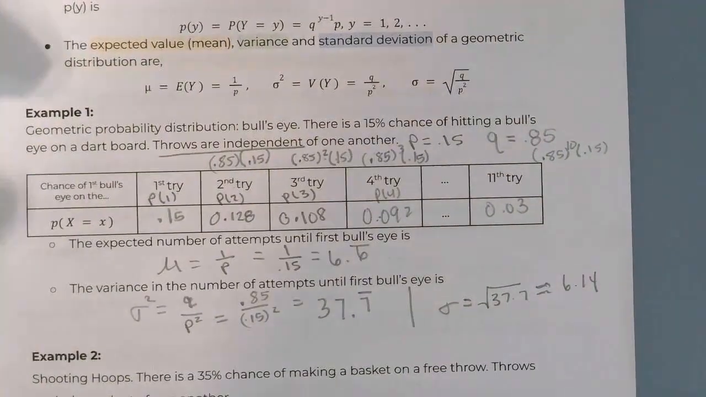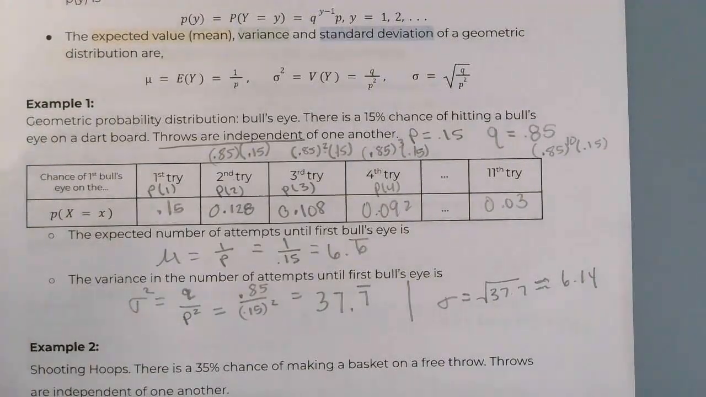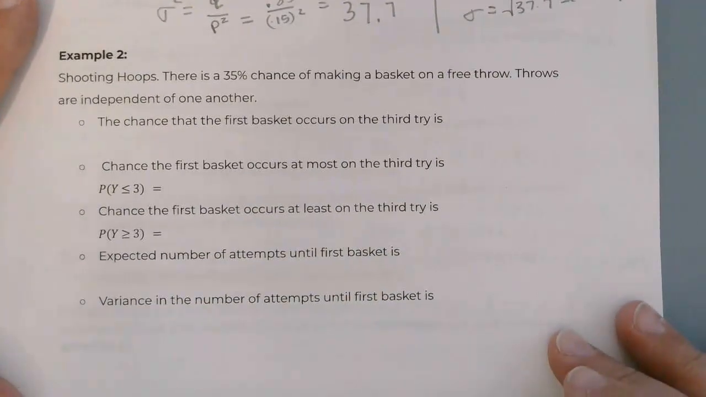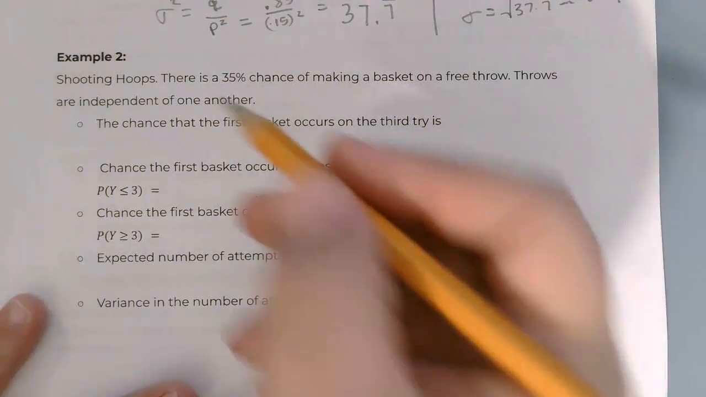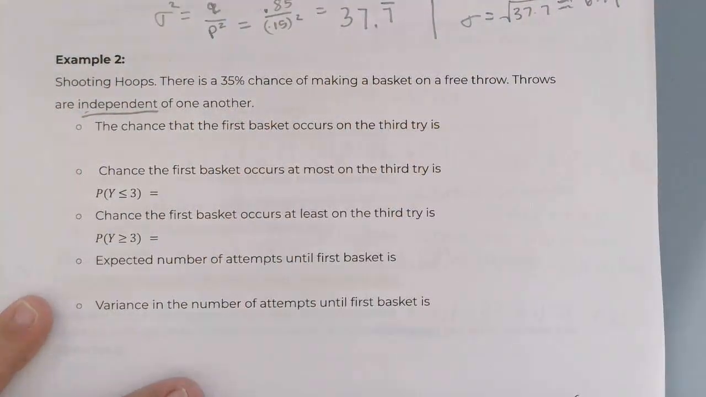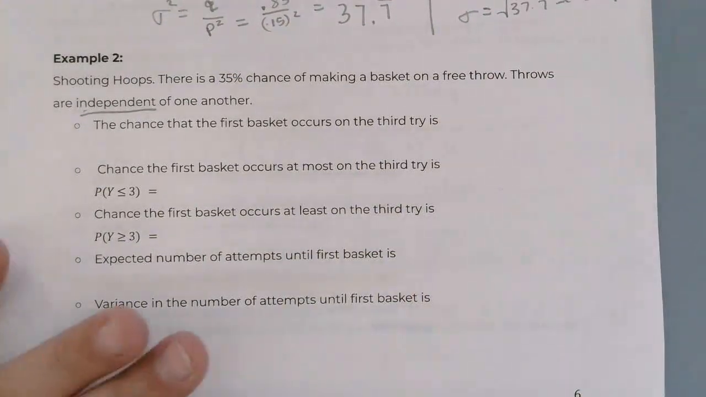Okay, I'm going to do another one. This time I'm not going to make the table. We're just going to work this out as they ask us. There's a 35% chance of making a basket on a free throw. Throws are independent of one another. Good, that's important that they're independent. We can say either you make it or you miss it, which makes it a binomial distribution.